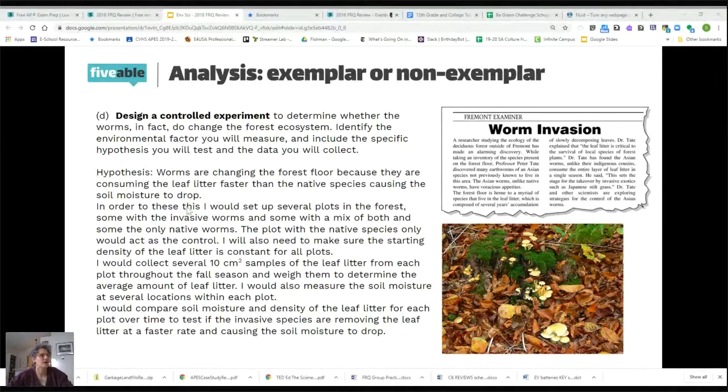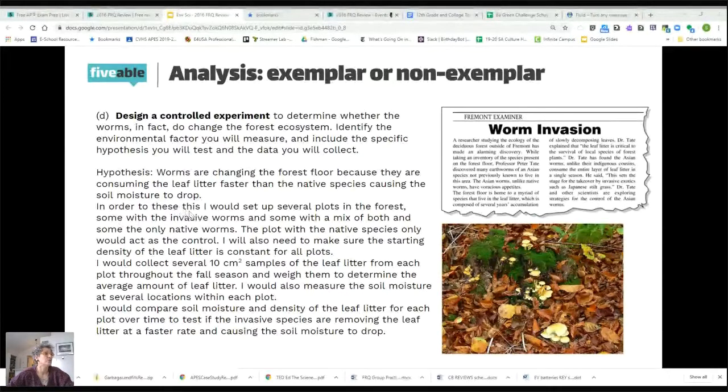It identifies a variable that we can measure. The soil moisture drop is the dependent variable. Worms are an independent variable. We can test this, so it's a good hypothesis. And I think I could spend a whole entire live stream on what a good hypothesis is. In order to do this, I should have edited this.